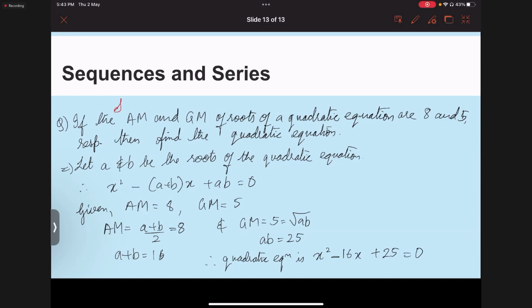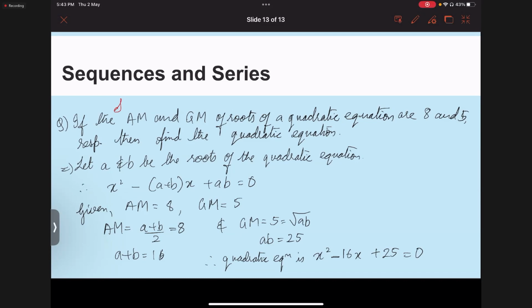So this was easy to find because we have been given the arithmetic mean and the geometric mean, and the roots are given as a and b. So this is how you can use the relation between arithmetic mean and geometric mean to solve sums which are related to these relations.